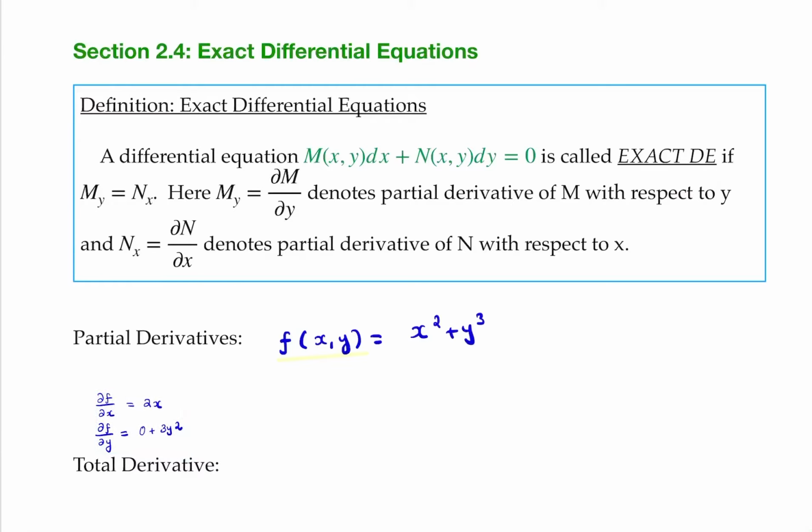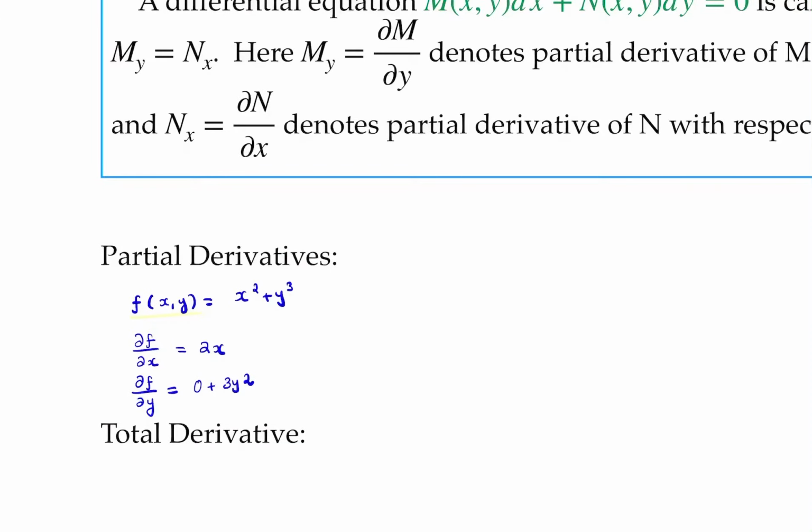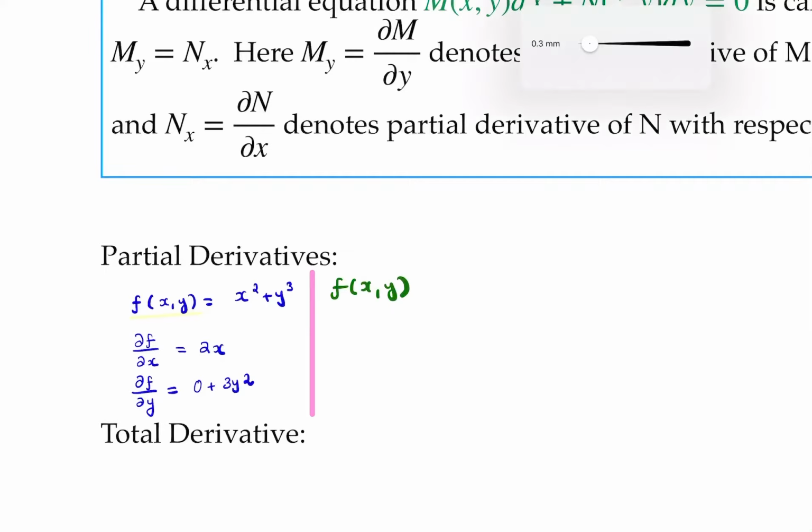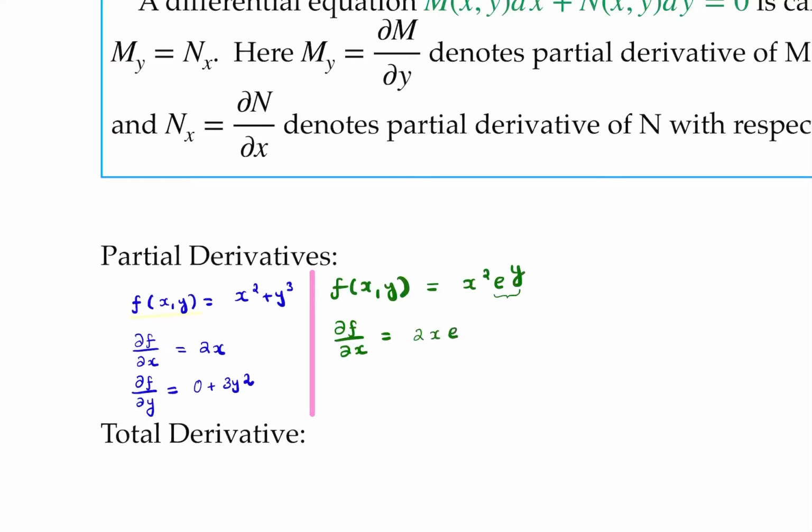Let me bring this function here. Suppose you have another function, f of x comma y, which is x squared e to the y. How do I find the partial derivative? The partial of f with respect to x: again I treat y as a constant, so I treat the entire e to the y as a constant. Then I would have 2x e to the y.